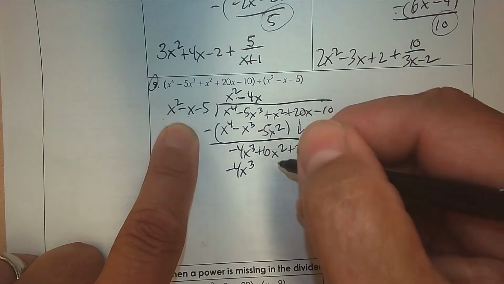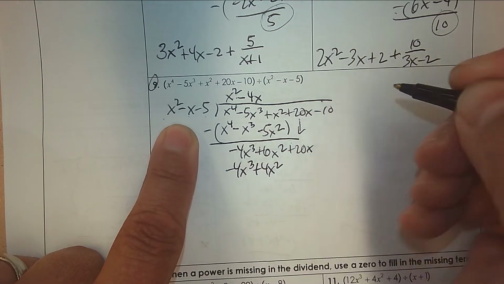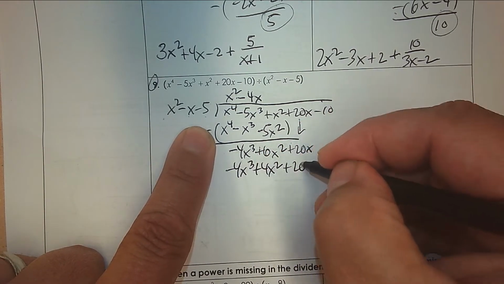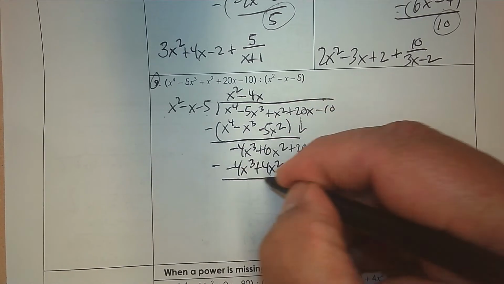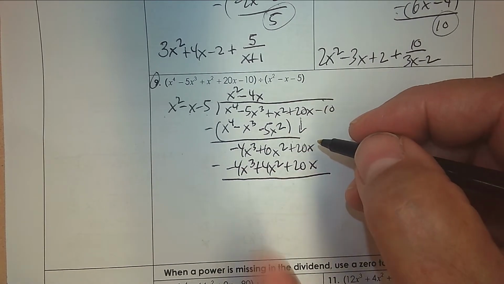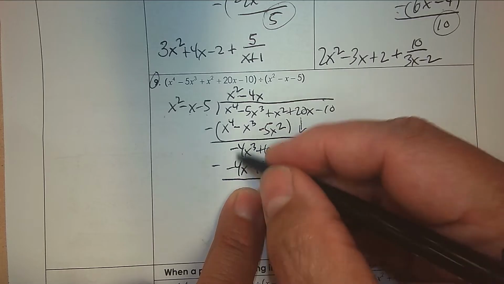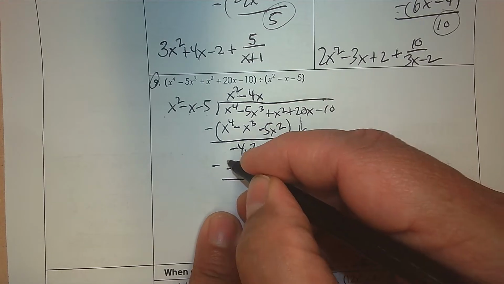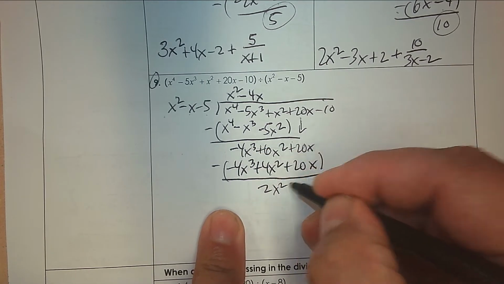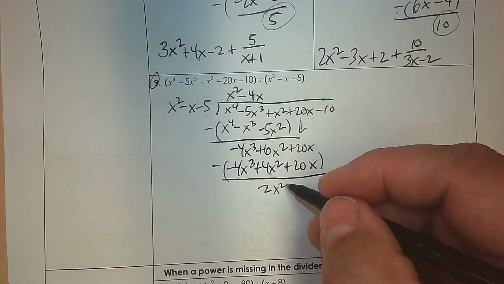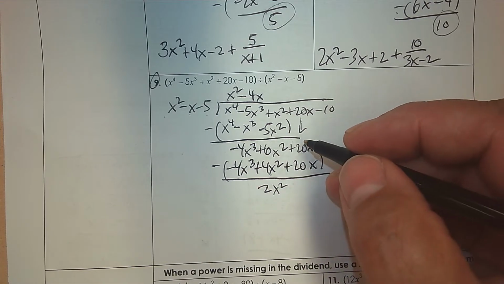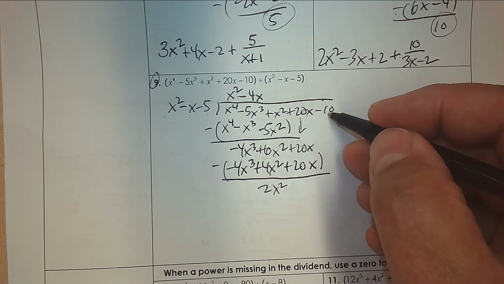Multiply. Subtract to find the remainder. Notice the negative 4's will eliminate. 6 take away 4 is 2. Notice the 20x's also eliminate. So we just have 2x squared. The last thing to bring down is negative 10.